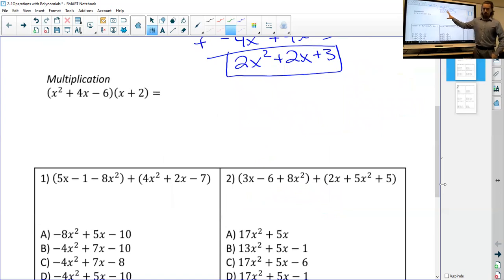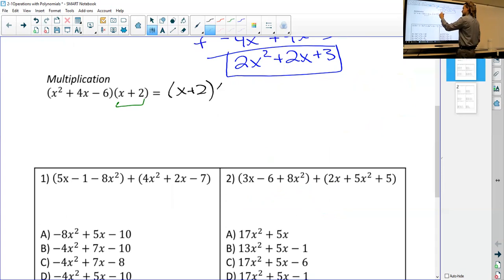Okay, and our last one, multiplication. And really this is just FOIL, but with extra terms. So instead of 2 by 2, now it's 3 by 2, and they can give you however many terms as they want. So the first thing I would recommend is to put whichever polynomial is shorter to lead with that one. So I'm going to rewrite this as x plus 2, and then x squared plus 4x minus 6. You don't have to do that. That's just my personal preference.